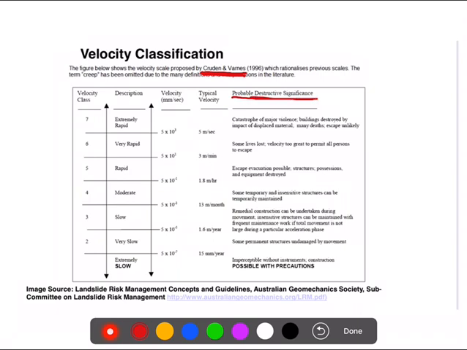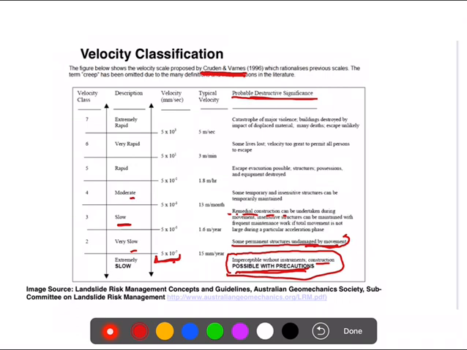This is given by Cruden and Varnes. If your landslide is moving at a speed of 5 into 10 to the power minus 7 millimeter per second, then you see the probable destructive significance: imperceptible without instruments, construction possible with precautions. Very simple, because this is extremely slow. Then very slow: some permanent structures are undamaged by the movement, but some small structures may be damaged. Then slow: remedial construction can be undertaken during movement.